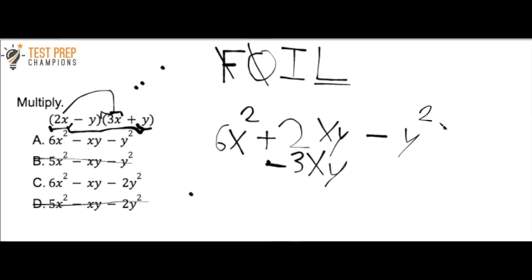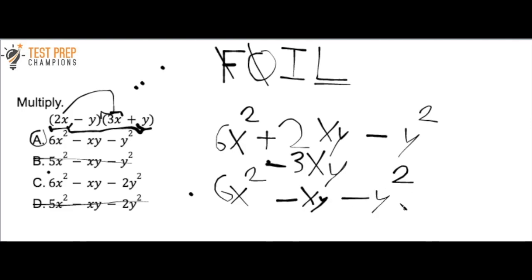And so we already kind of know that A is going to be the right answer because it's not 2y squared, it's just y squared. And just know here that we've got 2xy minus 3xy. What is 2 minus 3? 2 minus 3 is going to be negative 1, or in other words, negative xy. So if I were to rewrite this, the final answer would just be 6x squared minus xy minus y squared. FOIL is an important skill. Hopefully that makes sense to you.